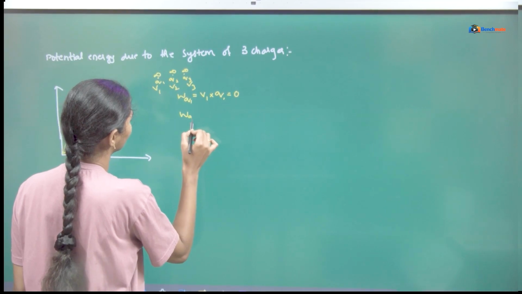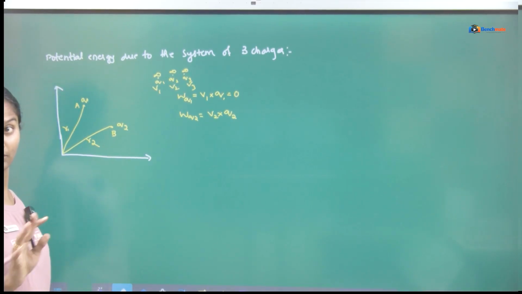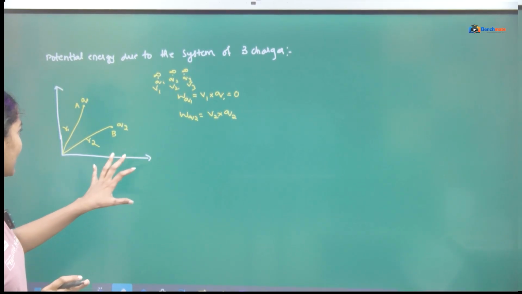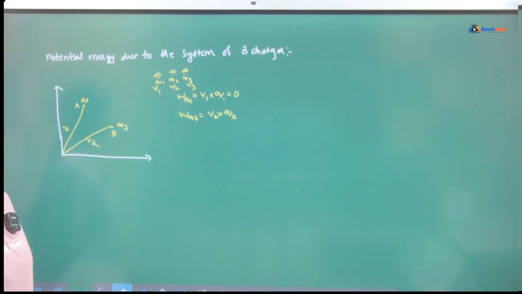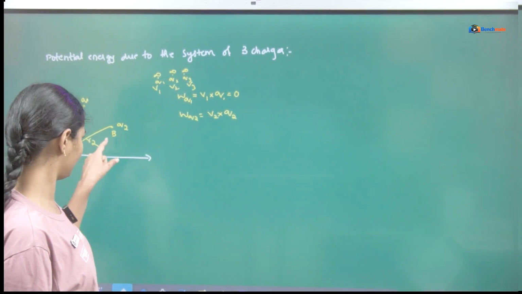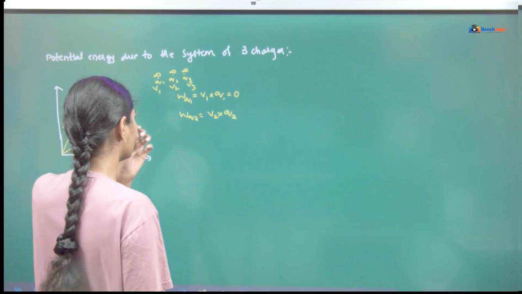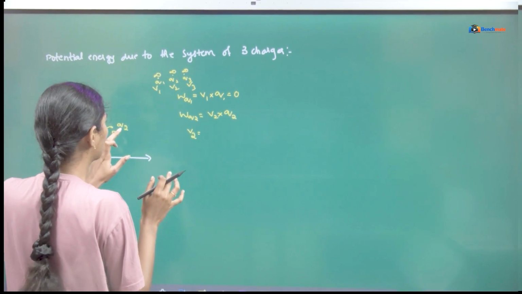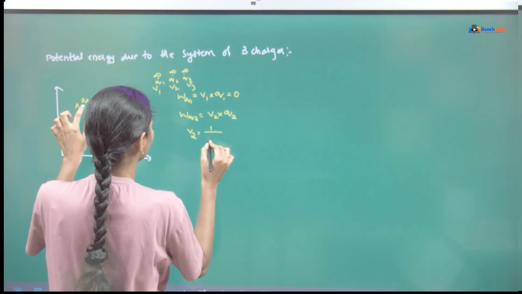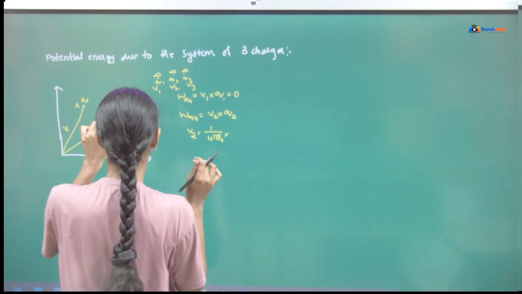Now work done due to Q2 is V2 into Q2, and do you think it is going to be 0? Not at all 0. Why? Because by the time I'm bringing Q2 into the system, the Q1 charge is already there. If I'm bringing Q2 here, Q1 is going to oppose it. So now there is opposition experienced by the Q2 charge, and to overcome that opposition, you have to do the work. So it is V2 into Q2. Now what is V2 here? V2 is the potential due to the work Q2 charge is doing against the Q1 charge. So 1 by 4 pi epsilon naught into, this Q2 charge is doing work against whom?